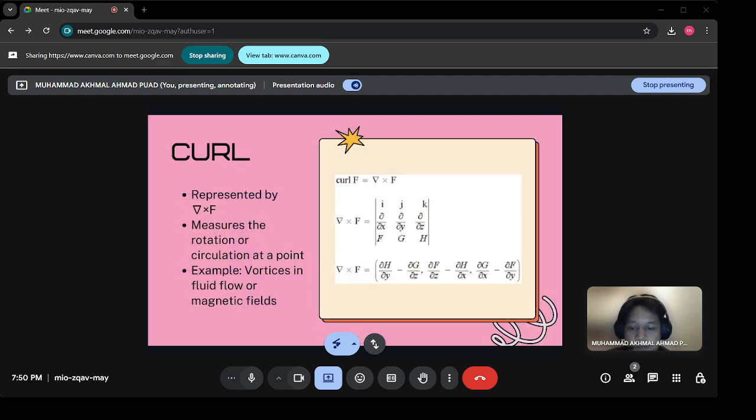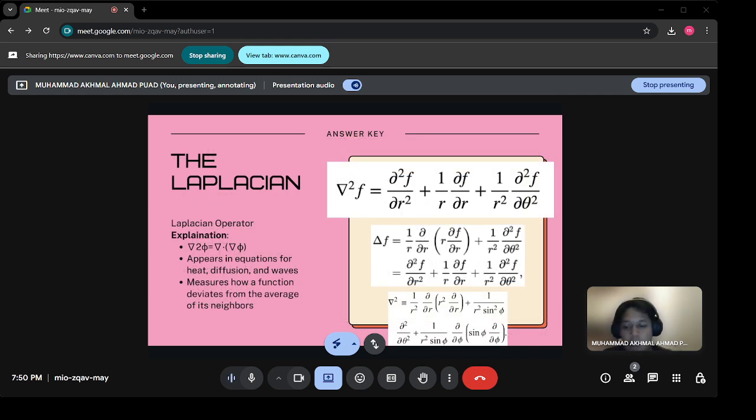So for the curl, represented by del cross F, it measures the rotation or circulation at a point. For example, the curl gives vorticity in fluid flow or in a magnetic field. Then we have the Laplacian. It appears in equations for heat diffusion and waves. It measures how a function deviates from the average of its neighbors.